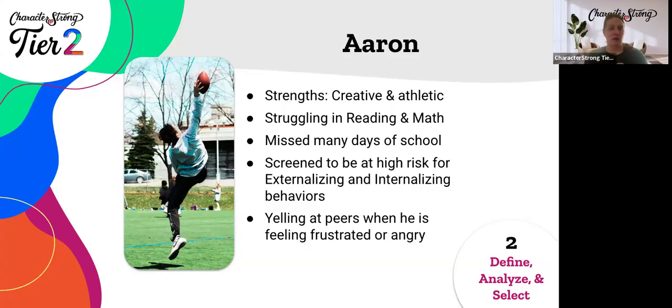We see that Aaron is struggling in reading and math based on grades. Is missing many days of school. That's pretty vague. Maybe it's chronically absent, maybe it's not, but is just missing some school days. Also on our screener is high risk for externalizing and internalizing behaviors. And we know from our behavior referrals that he is yelling at peers when he's frustrated, when he's angry, and he's gotten multiple referrals for this same behavior over a certain amount of time. So this is the data that we have on Aaron.